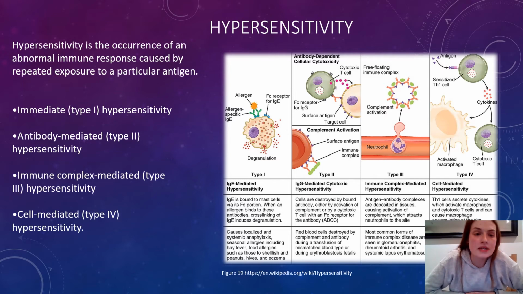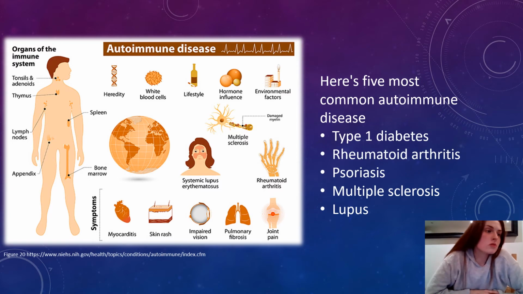So you have immediate type 1 hypersensitivity, antibody-mediated type 2 hypersensitivity, immune complex mediated type 3 hypersensitivity, and cell mediated type 4 hypersensitivity. So an autoimmune disease can occur all over the body and cause fatigue, muscle aches, a low fever, and even inflammation. This is a long-term condition that causes pain, swelling, and stiffness in the joints.